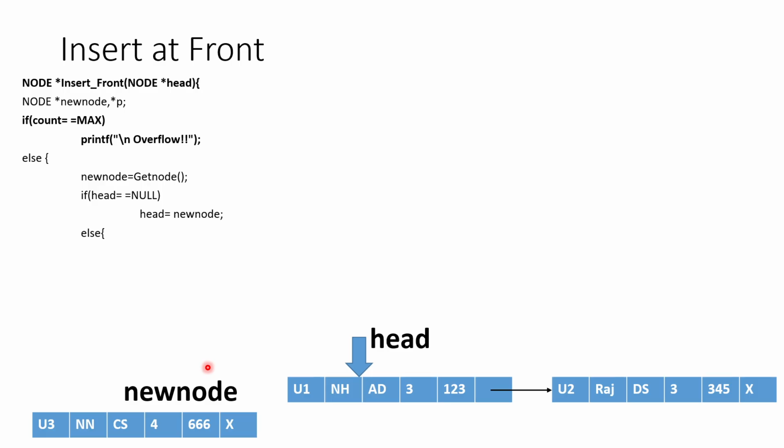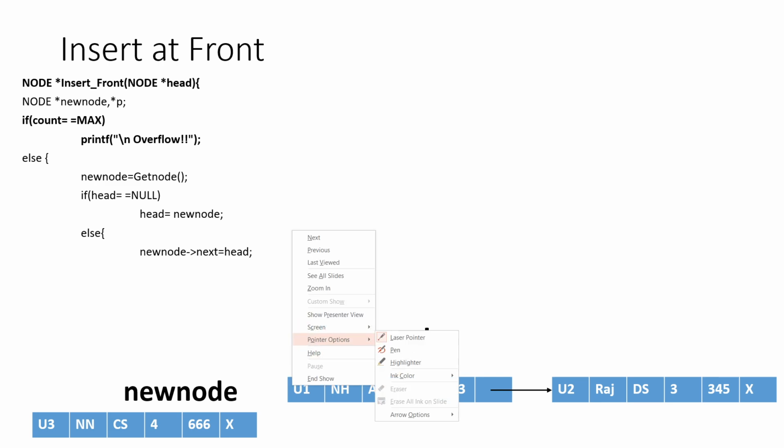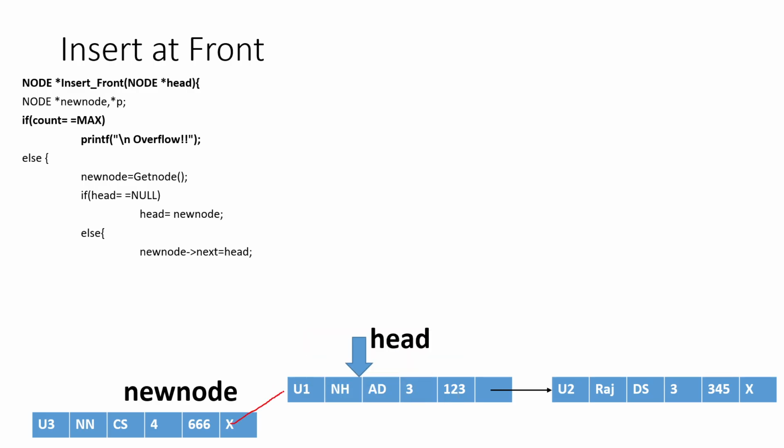Otherwise, like the situation given here, it is not a null linked list. Head is there. So what to do? You have to bring this head to this one, so that the new node is the head. For that purpose, new node of next equals head. So you create one link like this. Having done this, the earlier head was here. You have to bring that head to here. Return the head. This is how insertion at front is done.